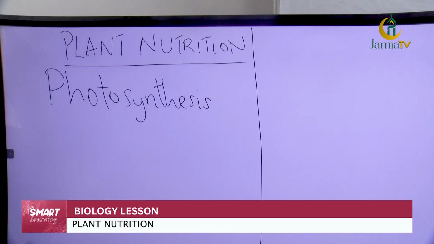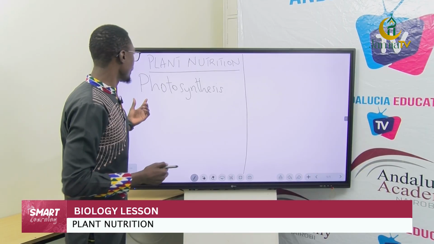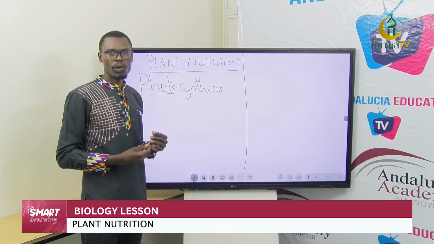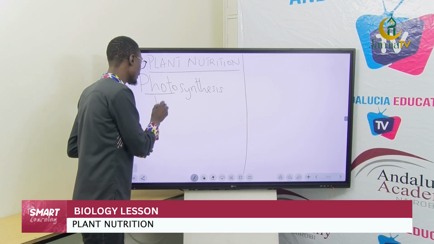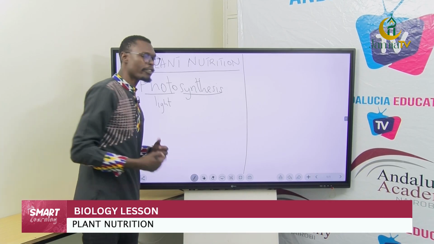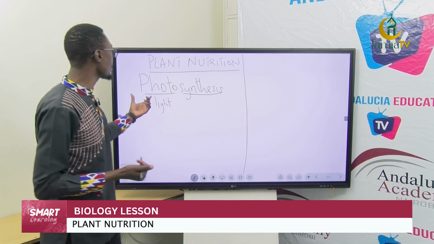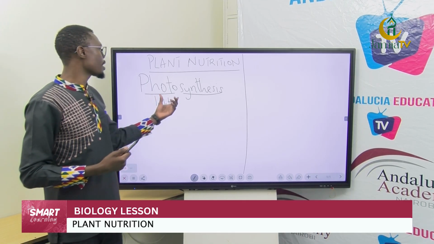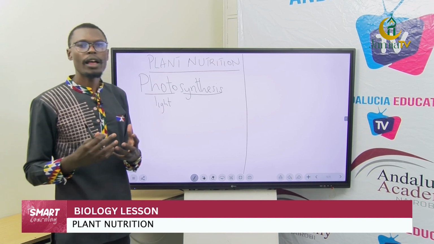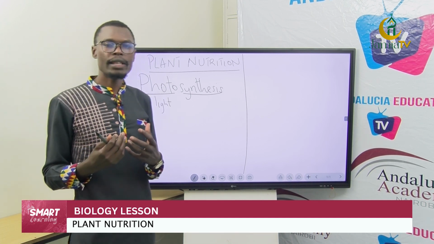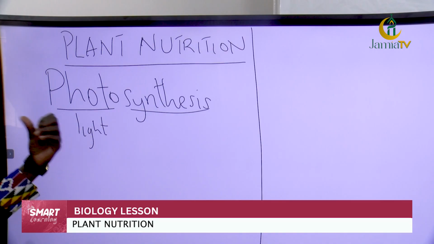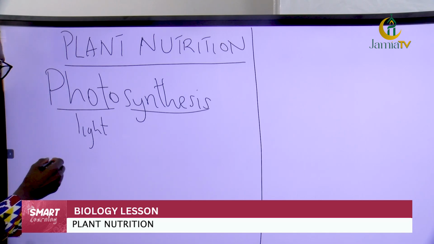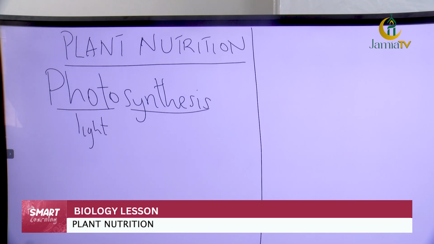Photosynthesis. What is photosynthesis? Just from the word, photo means light, and synthesis is to manufacture, to make. So photosynthesis is the process by which the plants use the raw materials to make food, which is carbohydrates, in the presence of light energy. But how do the plants acquire light?